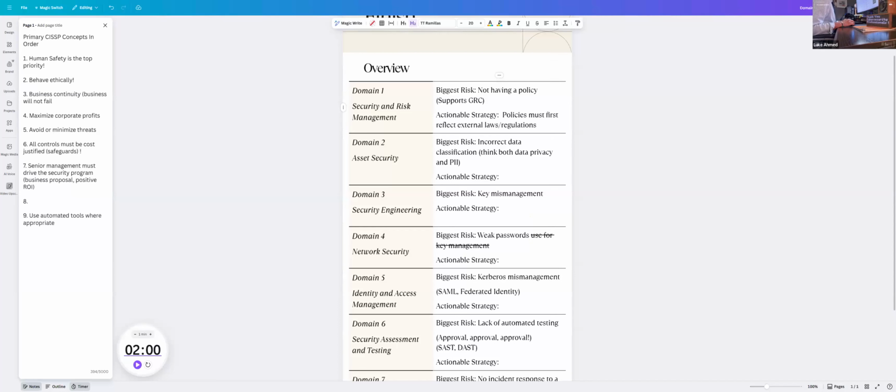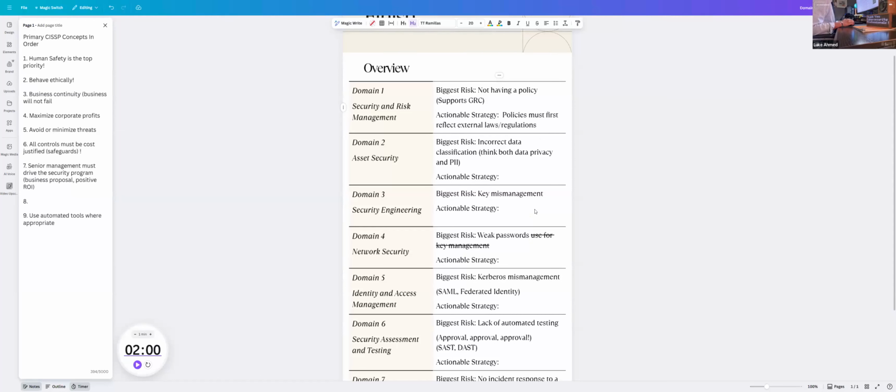So for domain 2, incorrect data classification. Who classifies the data? If you've been studying, you better answer the data owner. If your exam is a month away, you better know the data owner does the data classification. So what's an actionable strategy to make sure data is properly classified?